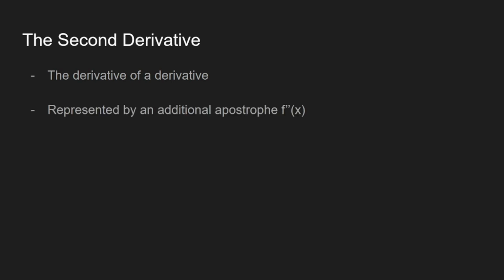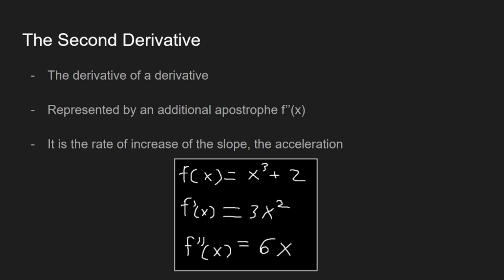The second derivative occurs when the derivative is taken of a derivative. In Newton notation, it is represented by adding an additional apostrophe. You can think of the second derivative as being the acceleration, or the rate in which a slope is changing. Here's an example of taking the second derivative.